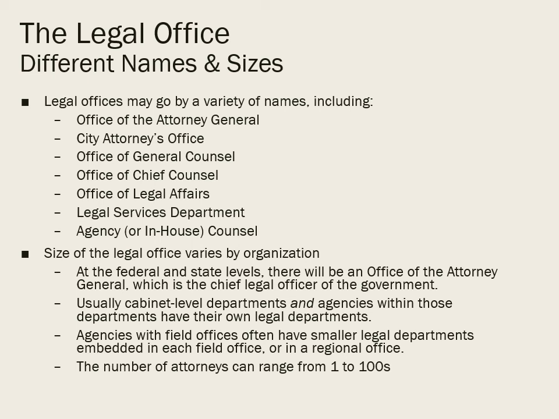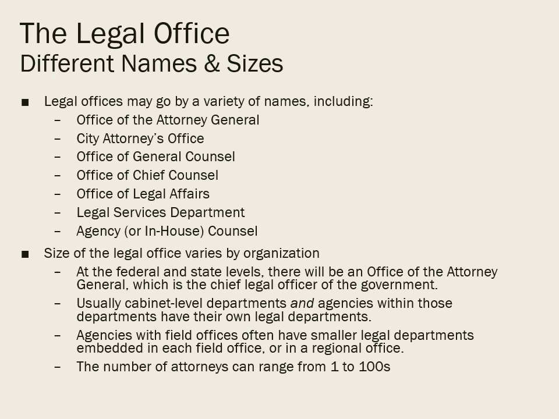So legal offices, we go by a variety of names. Most often, you're going to see the Office of General Counsel. That's usually standard. Now, at the state and federal level, you'll have an Office of the Attorney General, which more than likely handles litigation for your agency. At the city level, you'll often have a city attorney's office, but that functions much like an Office of General Counsel. Other names might be Office of Chief Counsel, Office of Legal Affairs, agency or in-house counsel. So lots of different names.